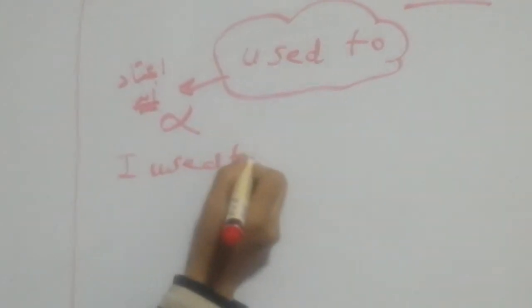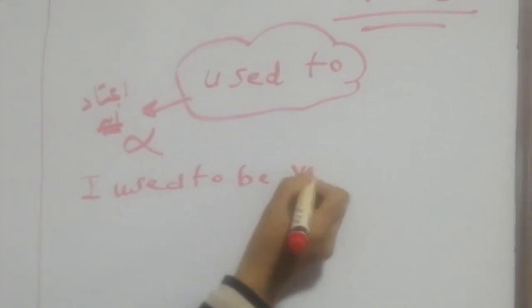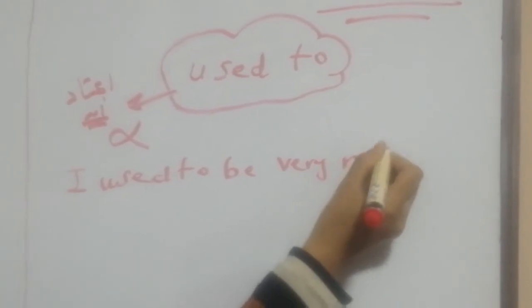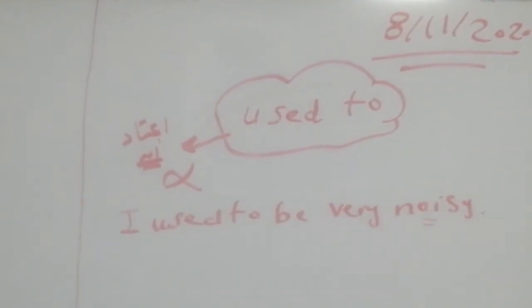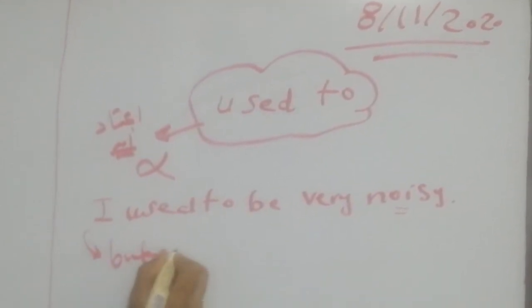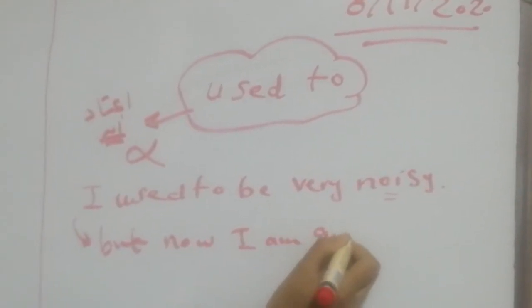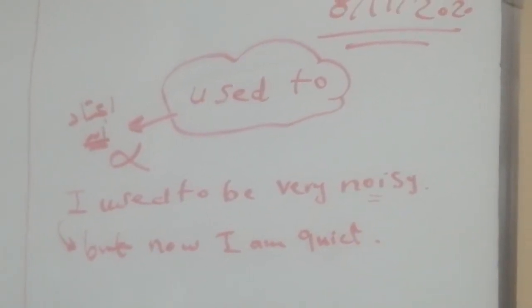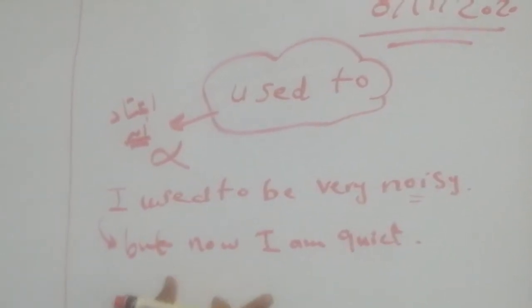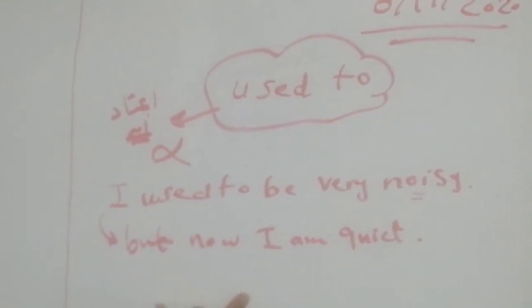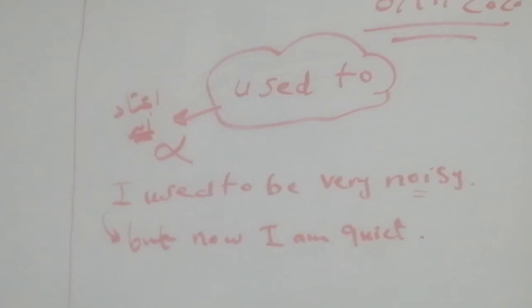As an example, I used to be very noisy. يعني أنا كنت متعود أني أكون دايما مزعج. أما دلوقتي, but now I am quiet. Okay, يبقى عادة or habit كانت في الباست but it stopped now, ولكنها انتهت الآن.